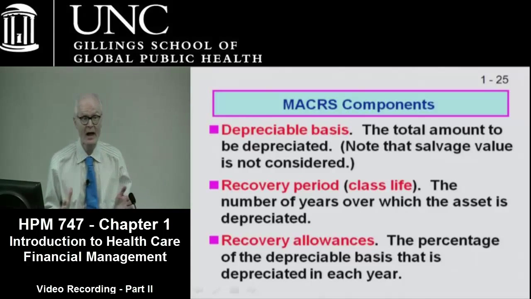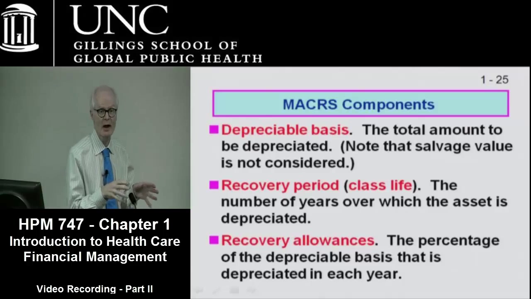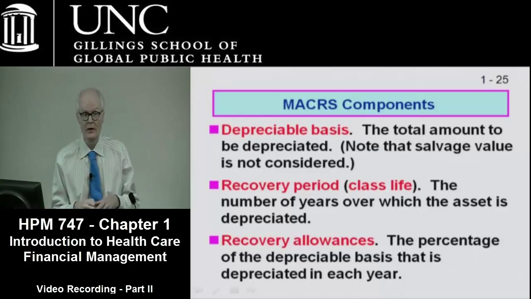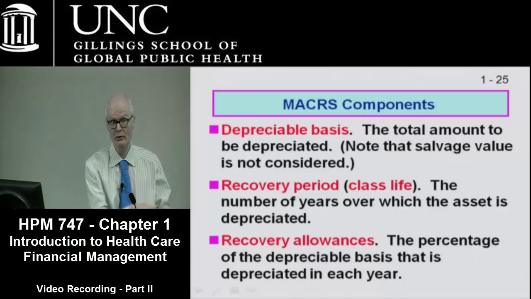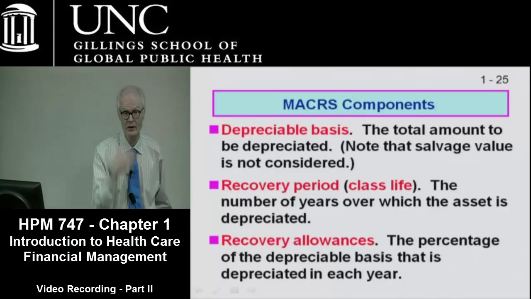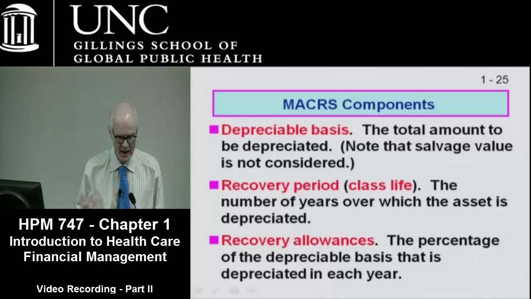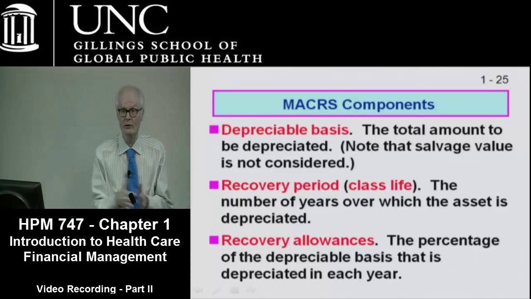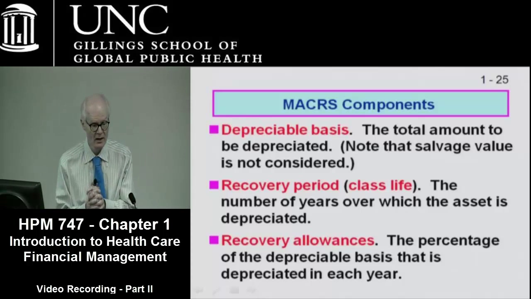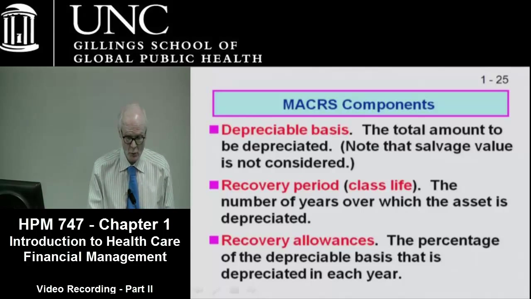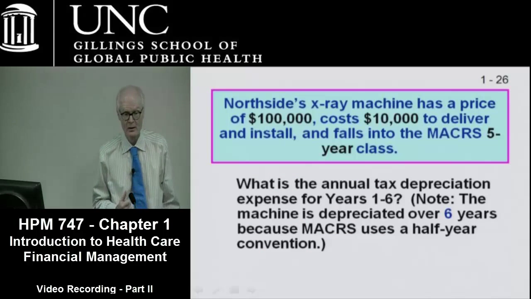Salvage value is not recognized by the IRS. So that's an important difference between the accountant view of the world and the IRS view of the world. It's just the capital cost of the asset. The recovery period or the class life, which is the number of years over which the asset's going to be depreciated. And finally, the recovery allowances. This is the annual amount that the federal government allows you to write off, to reduce your taxes by writing it off. So let's go through this.